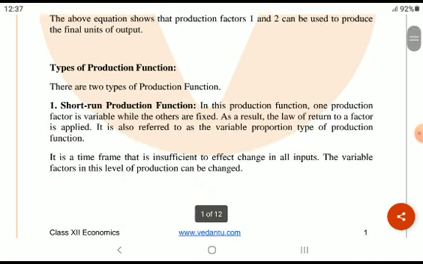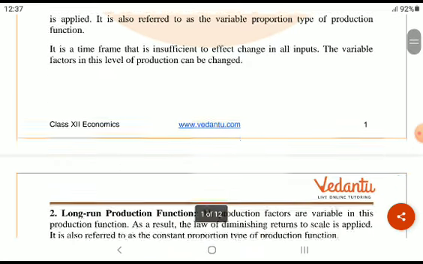Types of production functions. There are two types of production functions. First one is the short-run production function. In this production function, one production factor is variable while the others are fixed. As a result, the law of returns to a factor is applied. It is also referred to as the variable proportion type of production function. Types, they may ask.